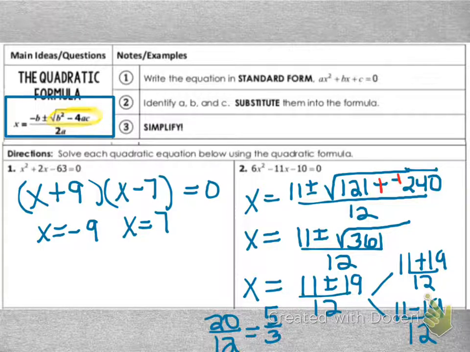And then 11 minus 19 would be negative 8, so then I have negative 8 twelfths, which would reduce to negative 2/3. So I see solutions like that when I use the AC method.